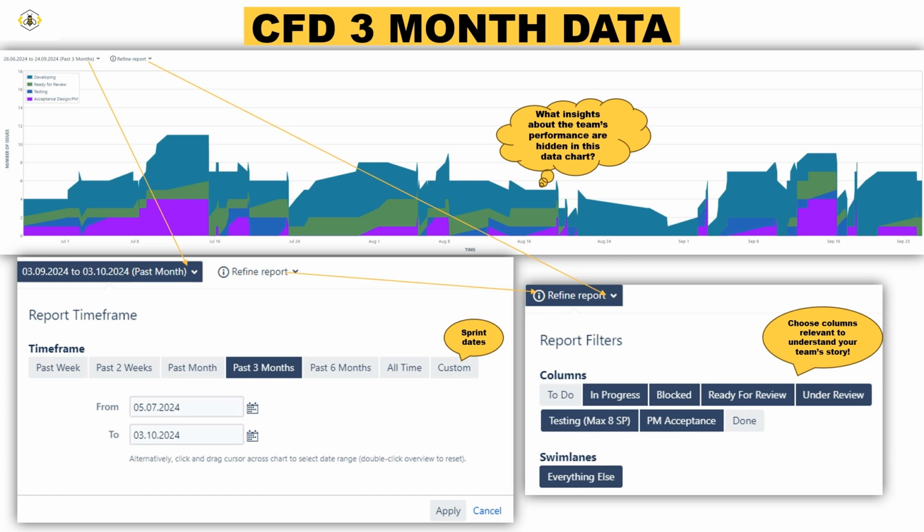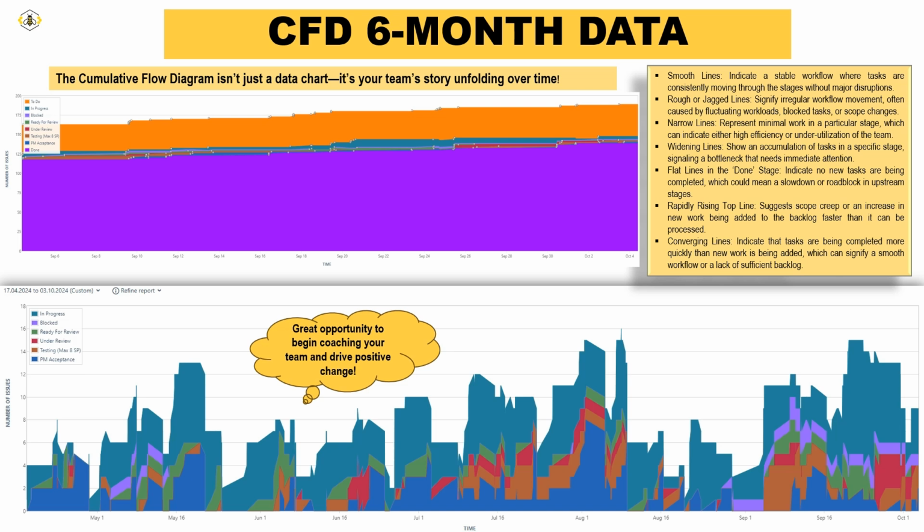When bottlenecks appear frequently in the same state, it is a signal for a retrospective discussion. Ask your team, how can we streamline this process to smoothen the flow? Bring the CFD to your sprint reviews or to your leadership discussions. It speaks louder than words. A well-analyzed CFD helps justify why additional resources might be needed or if scope adjustments are necessary. Let the data tell your story.